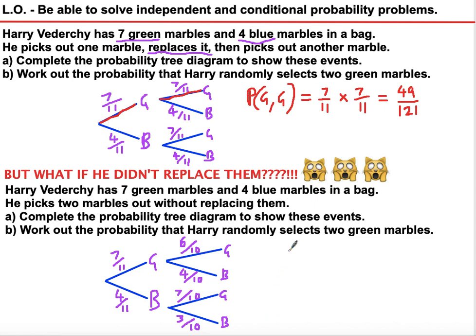So, now, part B says work out the probability that Harry randomly selects two green marbles. So again, we times along the branches, oh buddy, would you stay? You times along the branches, everything's gonna be okay. So we times along the branches. So the probability again of green, green is going to be these top branches. It's the only way you can get green, green. So the probability of green, green, we'll write it like this, is going to be 7 over 11 multiplied by 6 over 10.